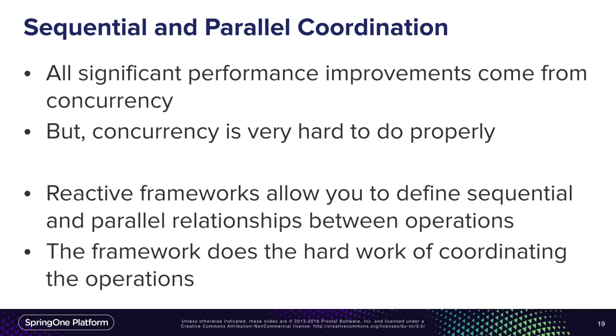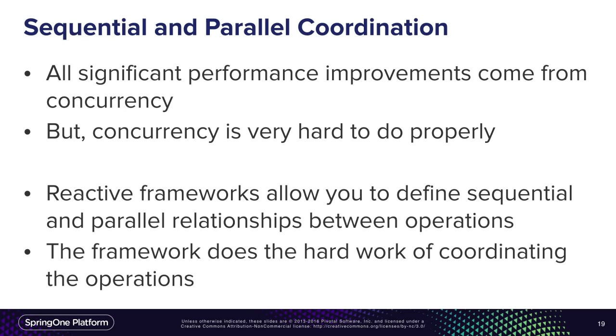So the first thing is sequential and parallel coordination. So at the moment, processor speed seems to be topping out. Intel and all the other manufacturers are concentrating on cramming more and more cores onto the chip. So it's not too bold a statement to say that all significant performance improvements come from concurrency. We need to be able to do more at the same time, not just do it faster. Unfortunately, concurrency is very hard to do properly, as I'm sure you're aware.